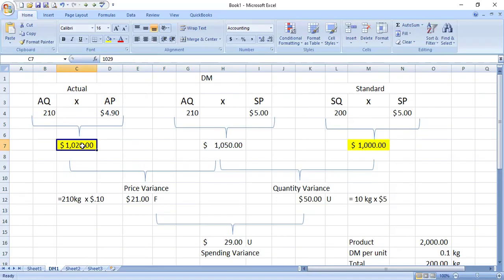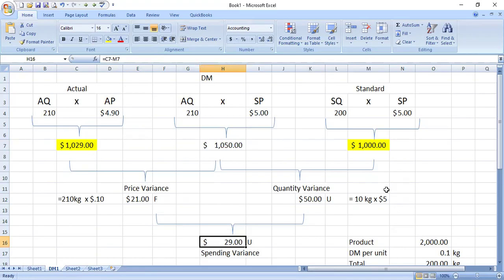But once you put everything on quantity times price, quantity times price, then you can see the whole picture. And now you can say, you're spending $29 more because first, you're overspending because you're using more quantity, but you're saving $21 on the lower price. That's why you're overspending $29.